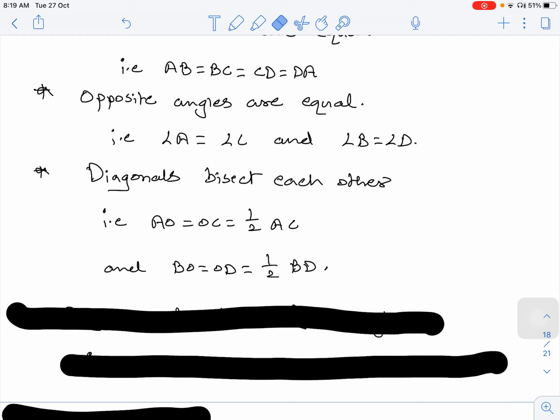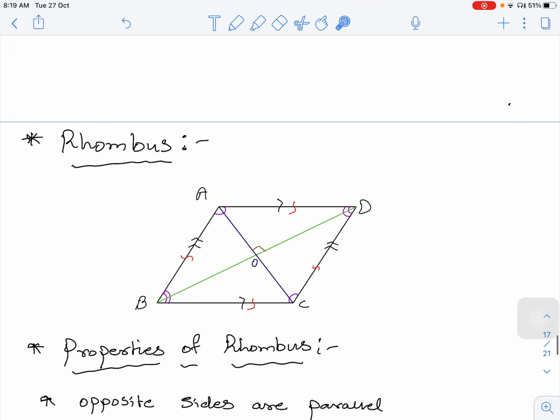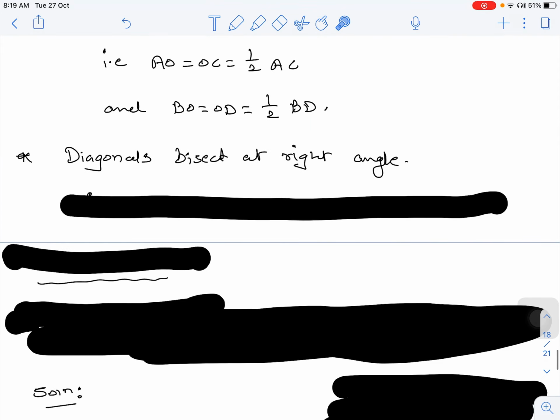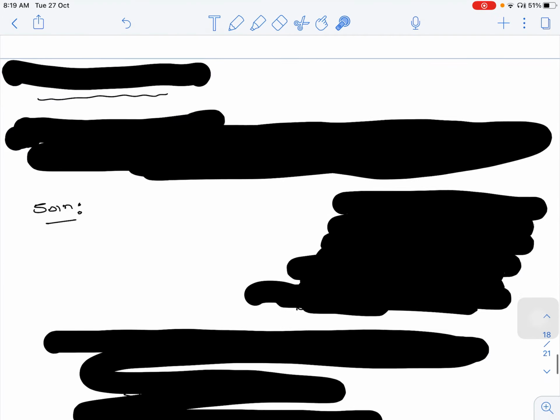Now our next special property is that the diagonals bisect at a right angle. This is also a special property of a rhombus. In a rhombus the diagonals bisect each other, and they make an angle of 90 degrees. So we can say that angle AOD is 90 degrees, angle COD is also 90 degrees, COB is also 90 degrees and AOB is also 90 degrees. Okay, so that is our next special property. You can see it over here. Now let us solve an example based on this one.